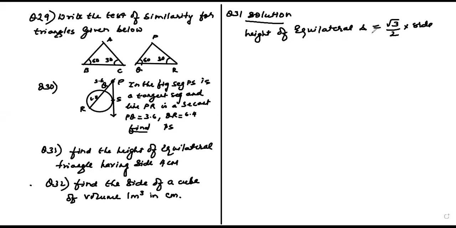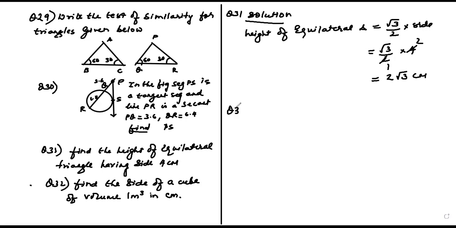Height of equilateral triangle equals root 3 upon 2 into side. I repeat, children, question number 31 is: find the height of an equilateral triangle having side 4 centimeter. Height of equilateral triangle equals root 3 upon 2 into side. This is a formula you should know. Root 3 upon 2 into 4, 2 ones are 2, 2 twos are 4, so when I cancel, I get 2 root 3 centimeter. You have to write the answer: height of the equilateral triangle is 2 root 3 centimeter.